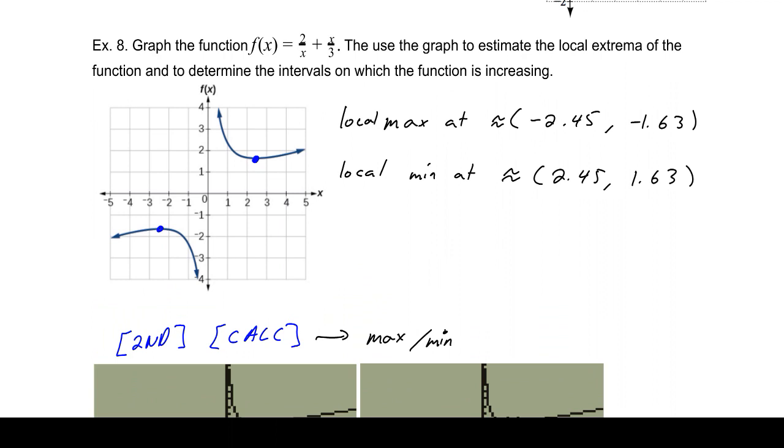Now, the intervals where it is increasing, based off of that, it's increasing from negative infinity up to negative 2.45, and then it begins decreasing. And then it's also decreasing past 0, but it begins to increase again at 2.45 and continues that way towards positive infinity.